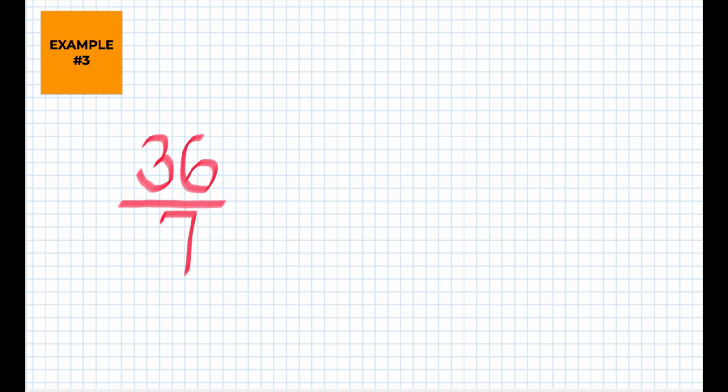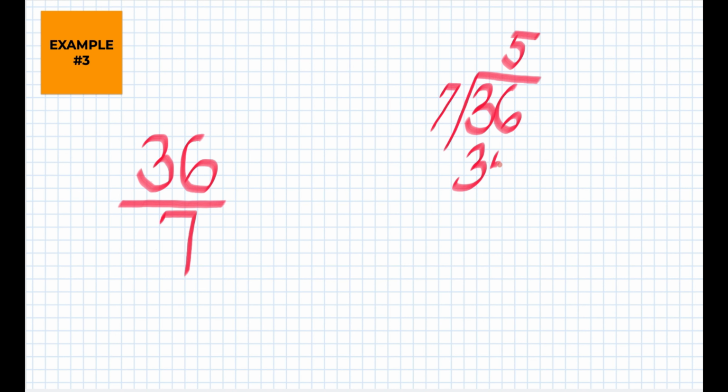36/7. Very simple, students, very simple, viewers. All you need to do is divide the numerator, which is 36, by its denominator, which is 7. 36 divided by 7 gives us 5. 5 times 7 is 35. Then simply subtract the numbers, that gives us 1.